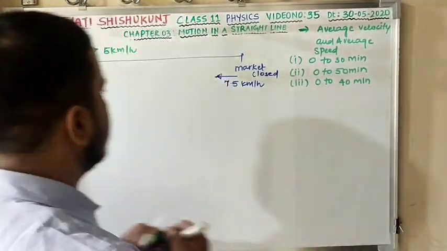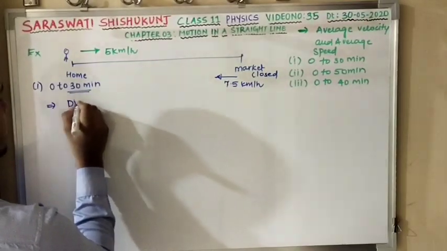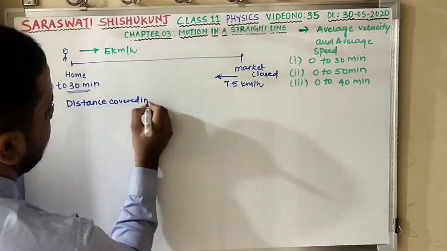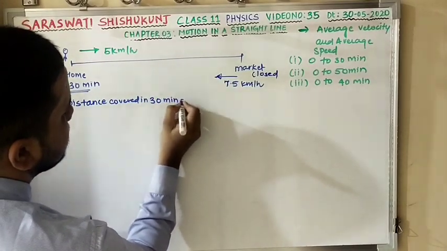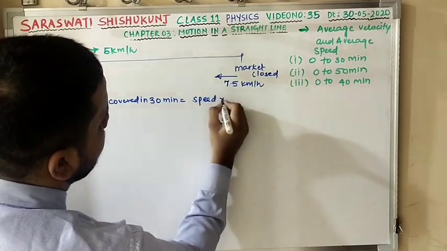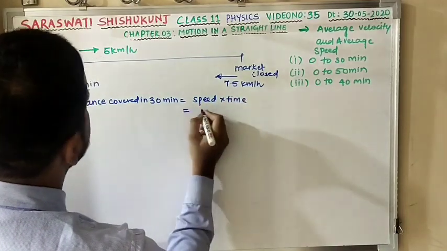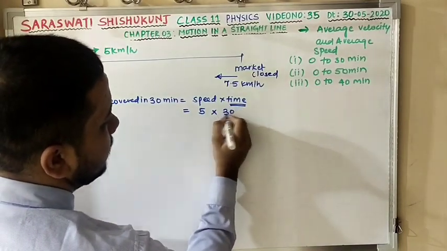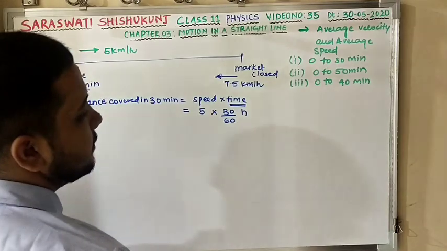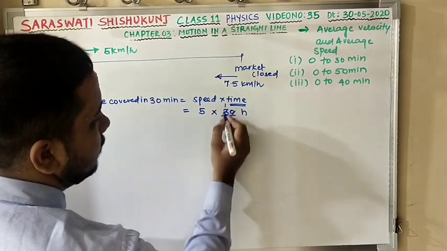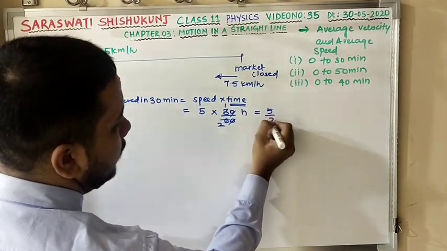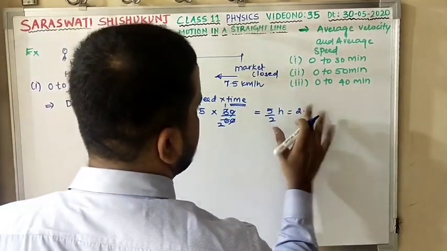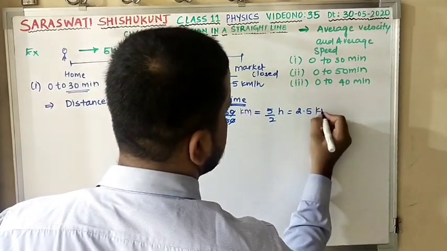So for 30 minutes, I can calculate the distance covered. Distance is equal to what? Speed into time. Yes or no? What is the speed given? Speed is 5 kilometers per hour, into time. They have given 30 minutes, but minutes I have to convert into what? Hours. So I will divide by 60. 30 by 60 is 1 by 2. So 5 by 2 hours, and 5 by 2 is nothing but what? 2.5 kilometers. Sorry, this will be kilometer. So my answer is 2.5 kilometer.